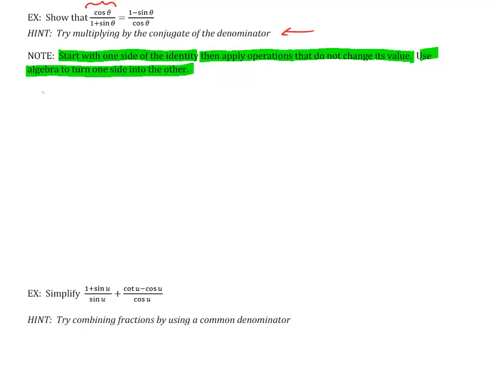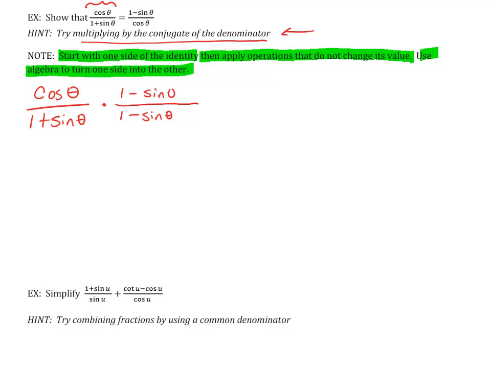In this particular case, I've given the suggestion to take cosine of theta over 1 plus sine of theta and multiply by the conjugate of the denominator. Now by conjugate I simply mean if you've got two terms added together, the conjugate is now to subtract the two. If they were subtracted, it would be to add. And you multiply by, instead of 1 plus sine of theta, 1 minus sine of theta. We do that on top and bottom.